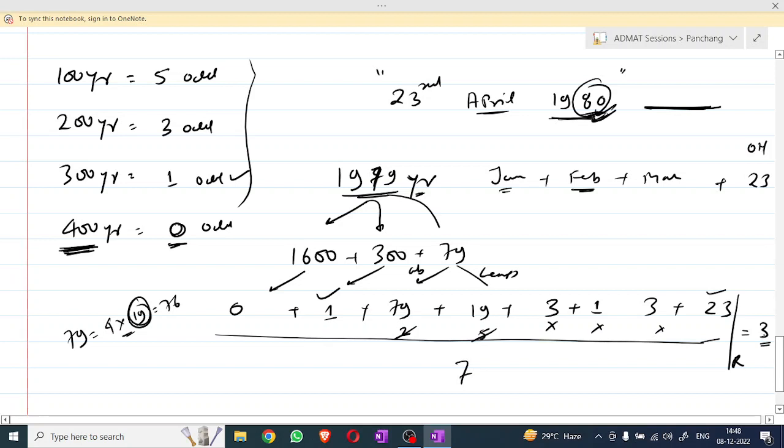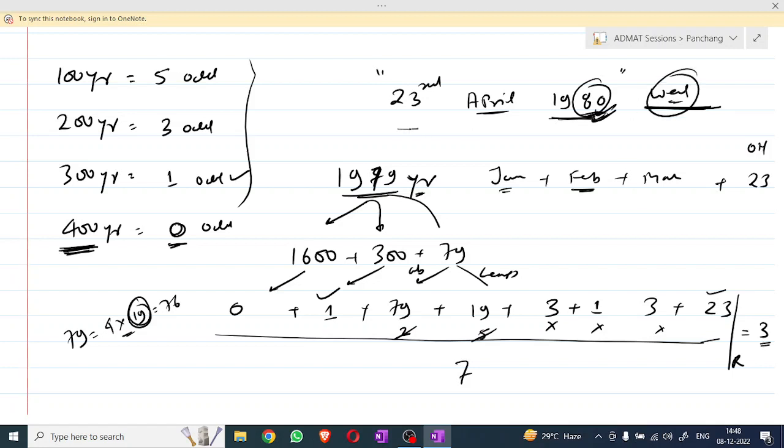In this case, when you're trying to find out the day without any kind of reference, here it will be the third day of the week. The first day is Monday, second day is Tuesday, third day is Wednesday. So this date was a Wednesday.